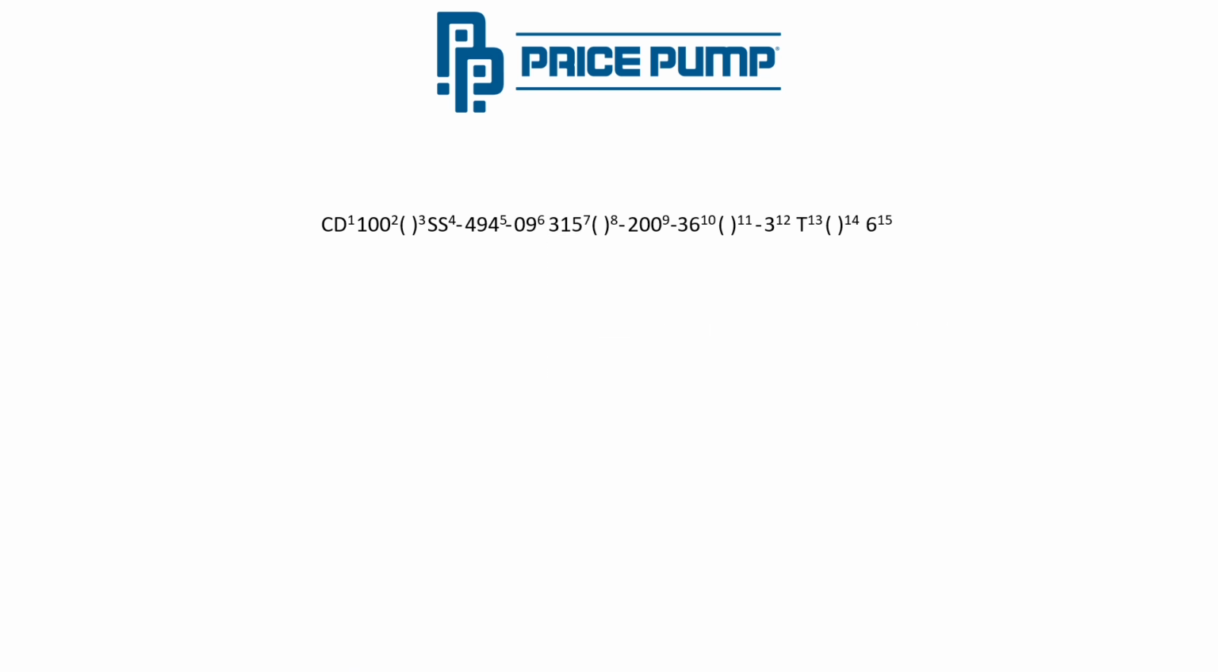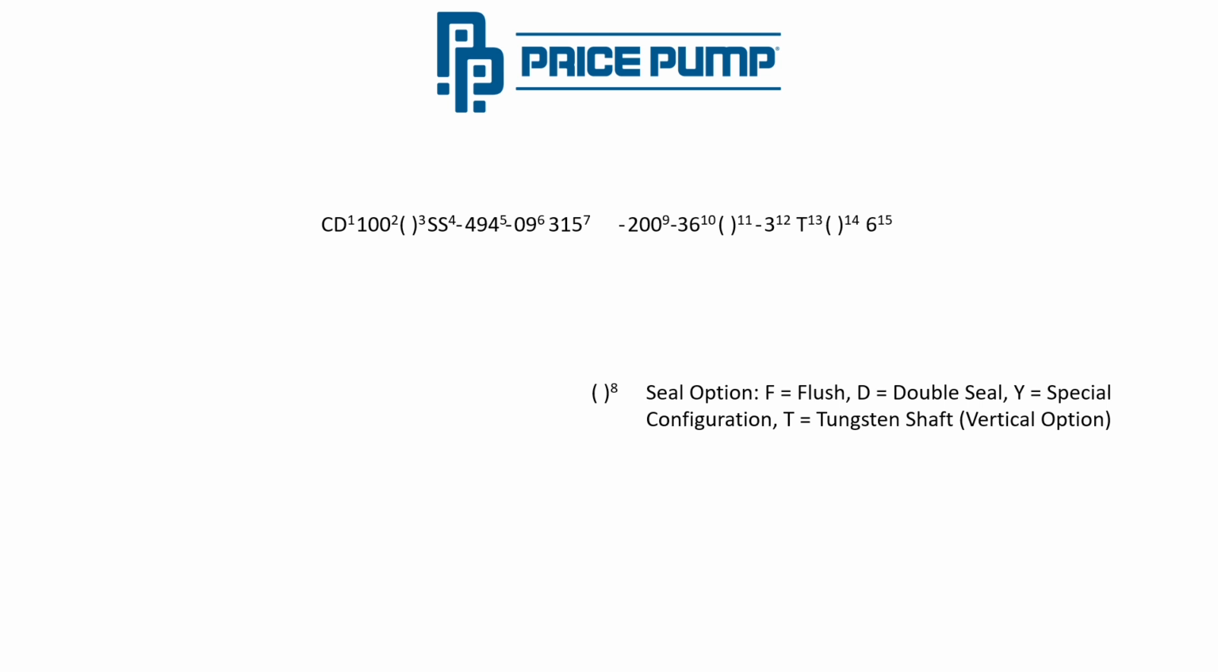The final identifier in the seal section of the model number is identifier number 8. This would identify a recirculation flush, or a regular flush, or double seal. Or if there's something we've done that's not standard, we would use a Y to indicate that there's a special configuration in the seal makeup.